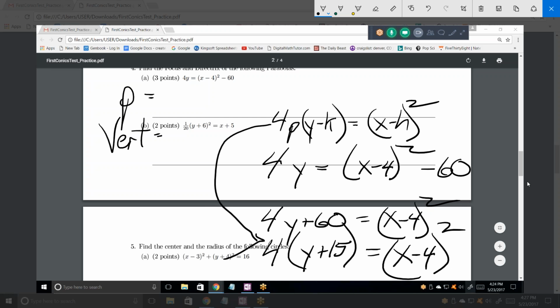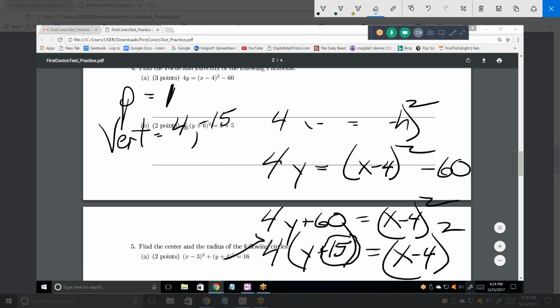Where's my vertex? That's at 4 comma negative 4? Here's the k, here's the y coordinate right there. Oh, 15. Okay, but negative 15. In other words, because it's flipped, the standard is y minus k. So if I've got a y plus 15, then it must be a minus 15. Yeah. p is 1. And that's all I really need to know, pretty much, to graph this thing.